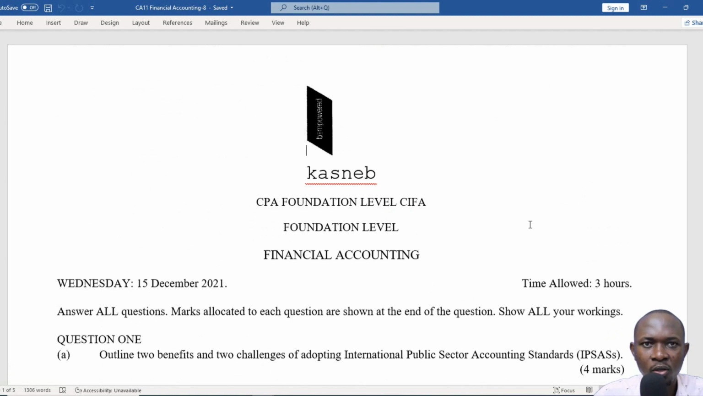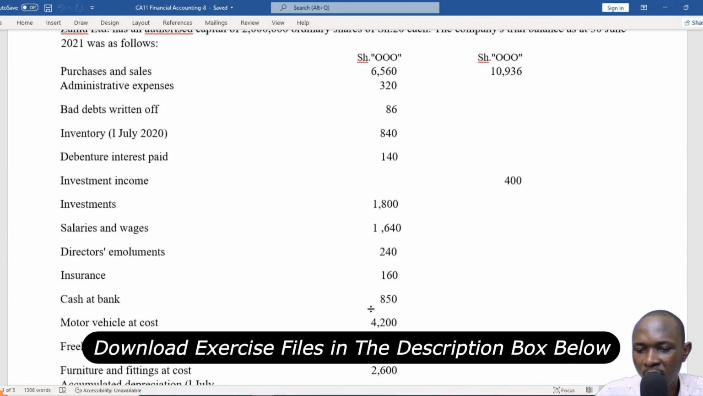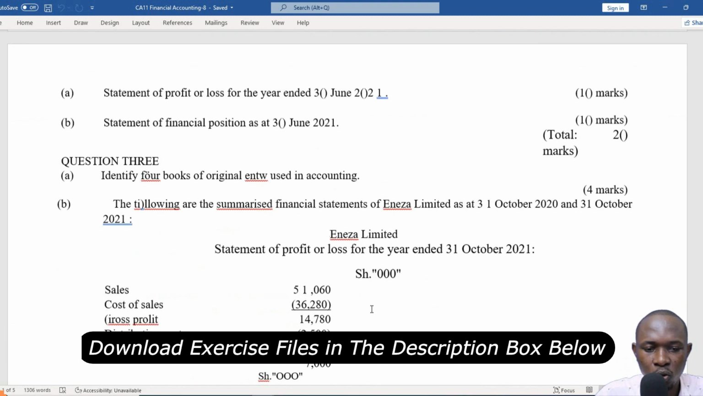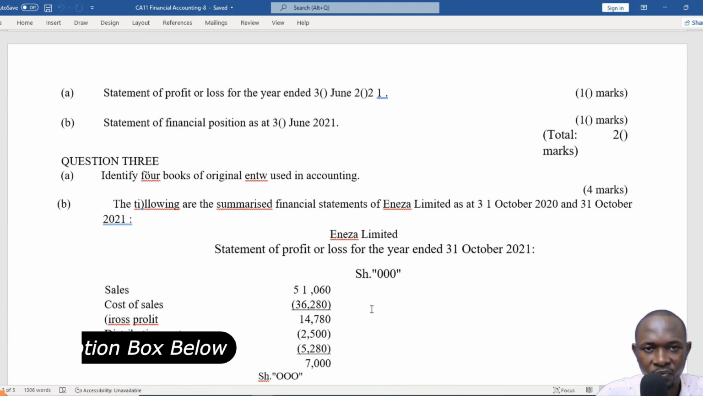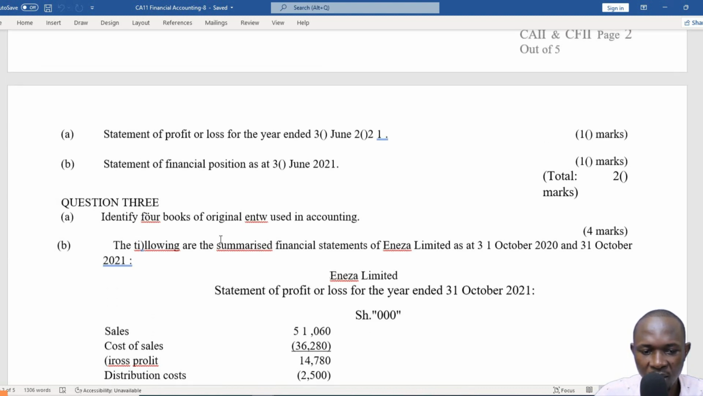Welcome class. This is a CPA foundation level, CFA foundation level financial accounting paper that was done in December 2021, and we are going to handle a question on cash flows. Cash flow statements, that's what we're going to handle. So question 3, that is the question that has the cash flow statements. We'll go straight to the question, and we'll start with question 3A.